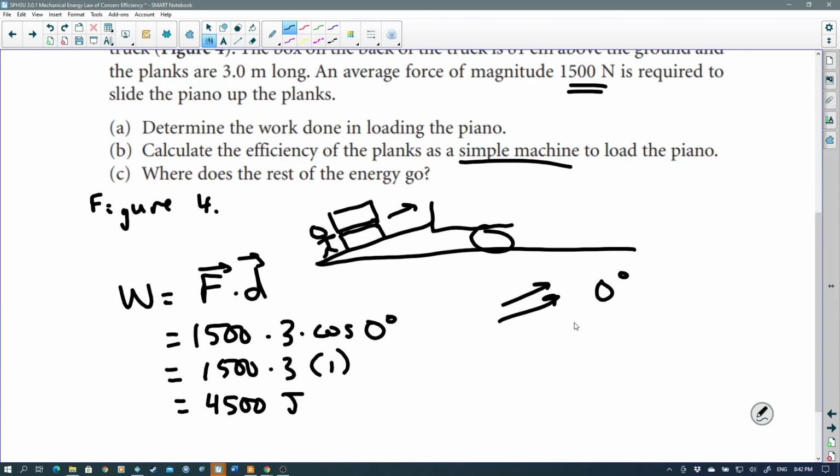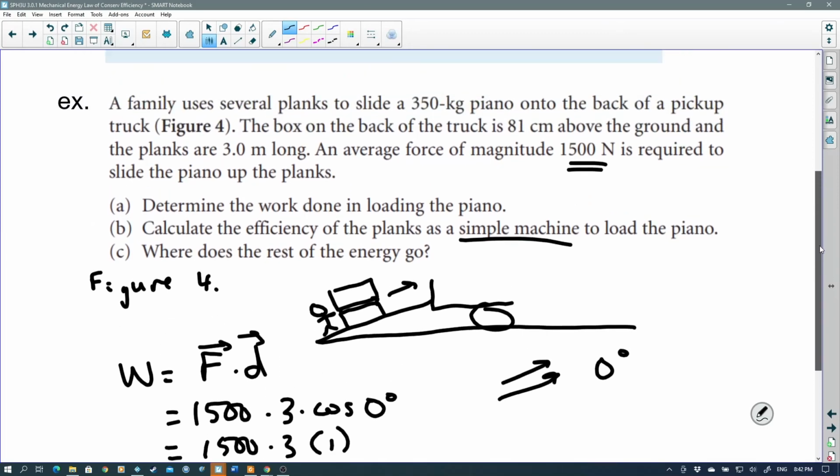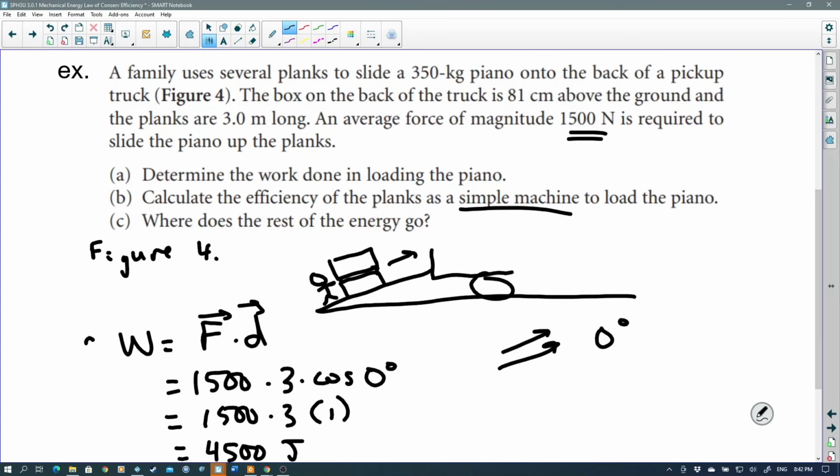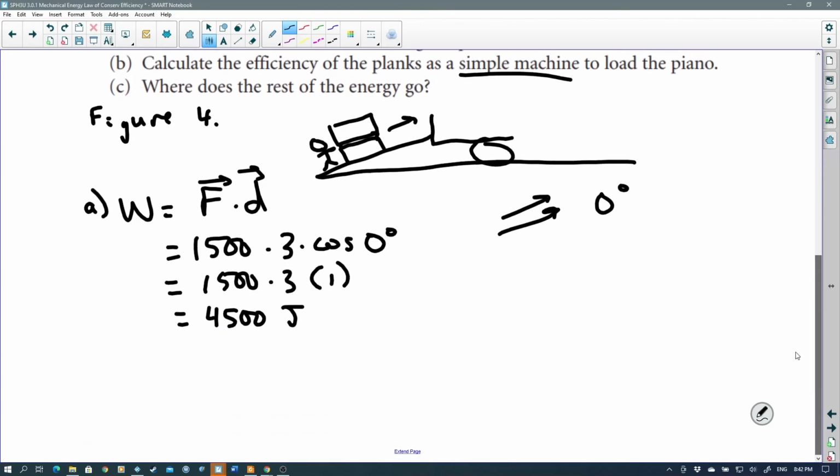Okay, now how much energy would be required to just lift the piano directly into the back of the truck? By the way, this is part A, which is what they were asking us to calculate here, the work done in loading the piano. Well, the back of the truck is 81 centimeters above the ground. So let's calculate how much energy it would actually be required to just lift the piano straight up into the truck. Well, that's basically calculating the gravitational potential energy, because it's just a change of height, right? So that's mgh.